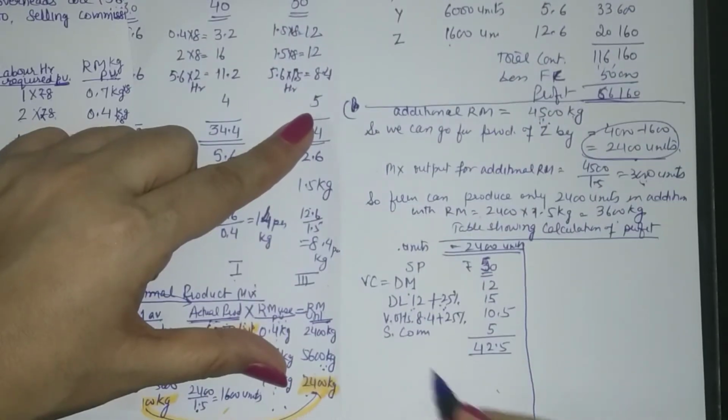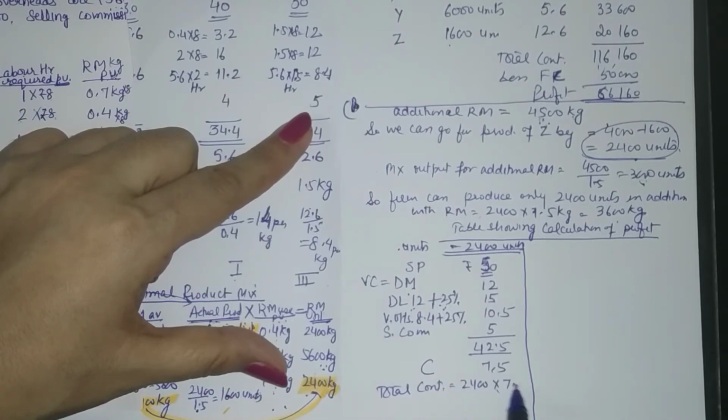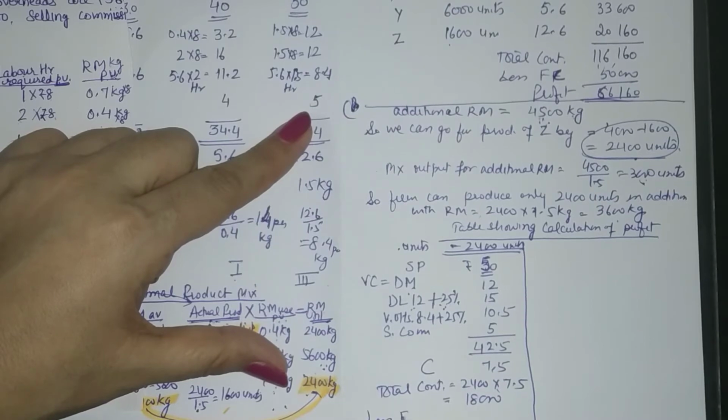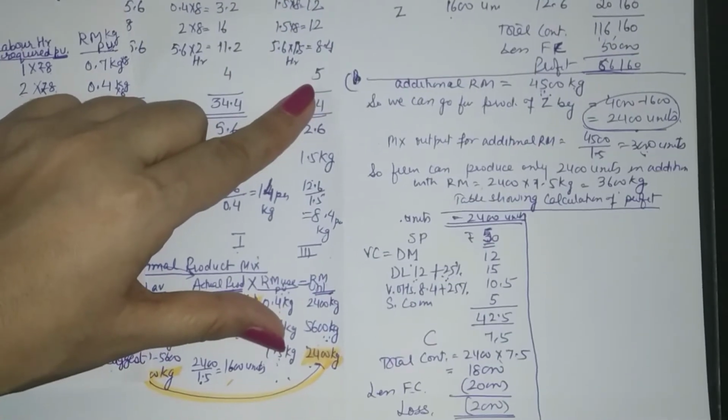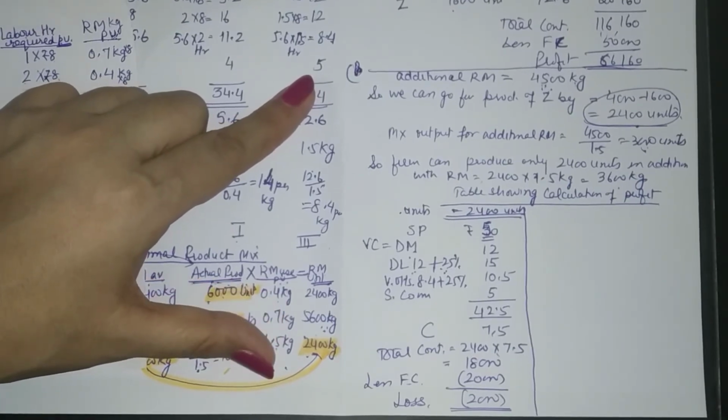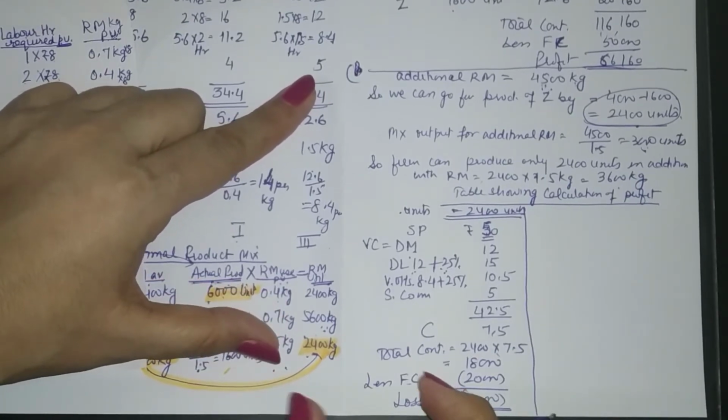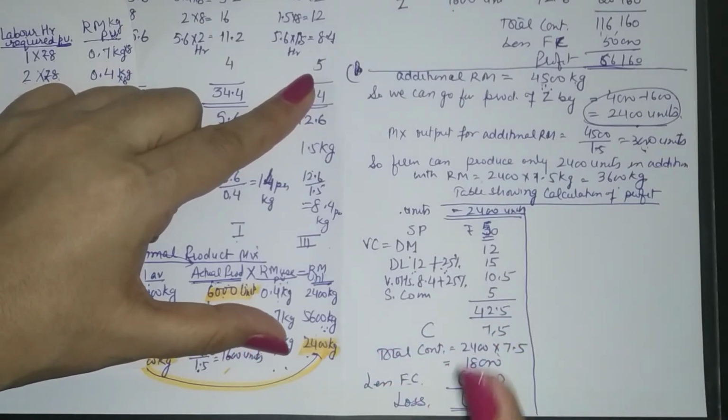That means your contribution is going to be 7.5. So for additional production, our total contribution will be 2400 units at the rate of 7.5. That gives you 18,000 rupees, less fixed cost, that is 20,000. So you have a loss. Alright. So if you go for additional production, you have a loss of 2,000. So what will be your decision? You will write the decision: we should not go for additional production.